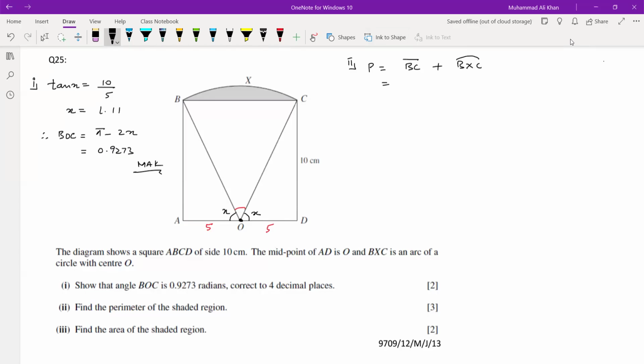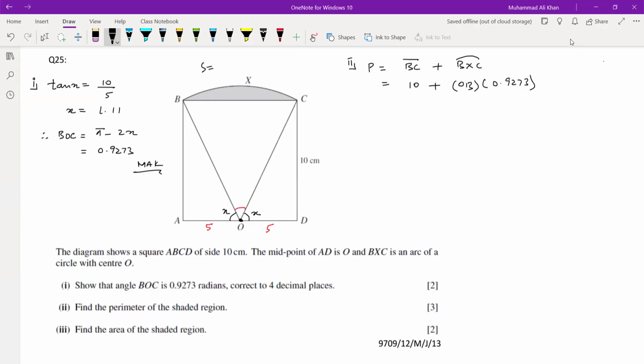BC straight line, how can we calculate the straight line BC? It is given because the diagram is a square. It is 10 plus BXC is an arc and the formula is S equals R theta, and the radius is OB or OC. So here it is OB or OC and the theta is 0.9273. How to calculate OB or OC?